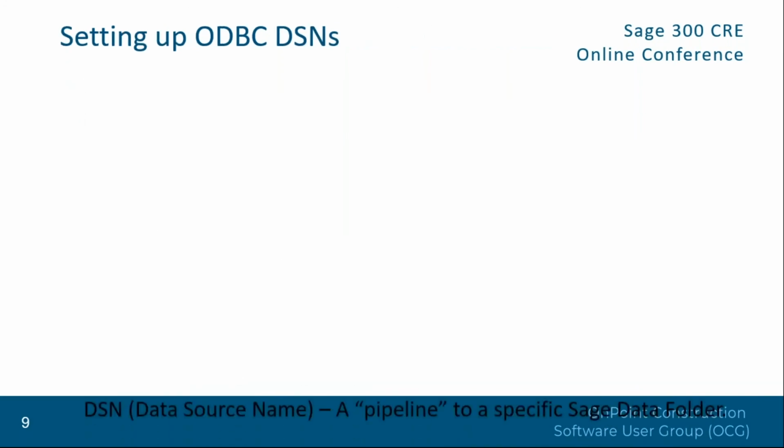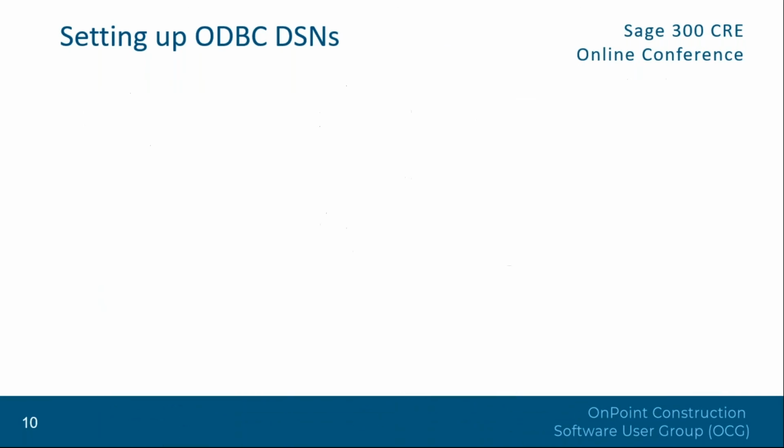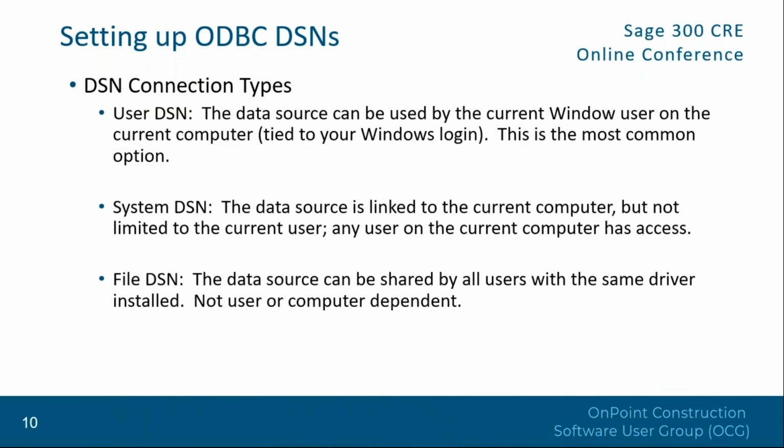Okay, so we talked a little about the steps that we just went through. This is a recap of what we just talked about. The three different types of DSNs: a user, a system, and a file.